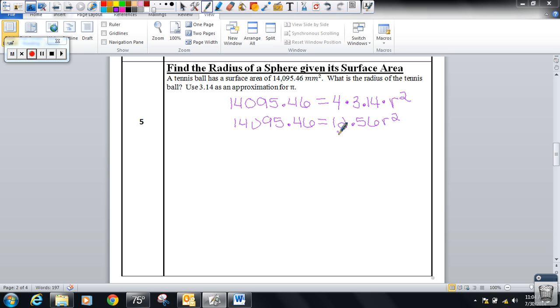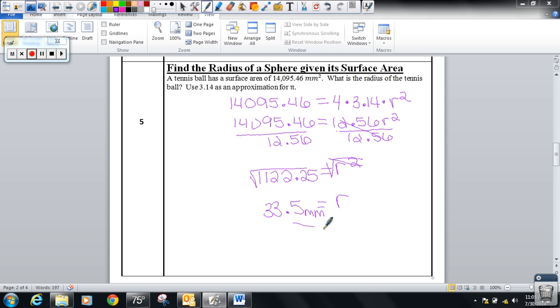Radius squared. So again, my goal is to get r by itself. So I have to remove that 12.56 by dividing. I'm left with r squared is equal to, I need to divide by 12.56 on the left-hand side as well. And that gives me 1,122.25. The opposite of squaring something is to take the square root of both sides. So then I'm left with r equals 33.5. And my units would be in millimeters because it's the length, so it's just regular units.